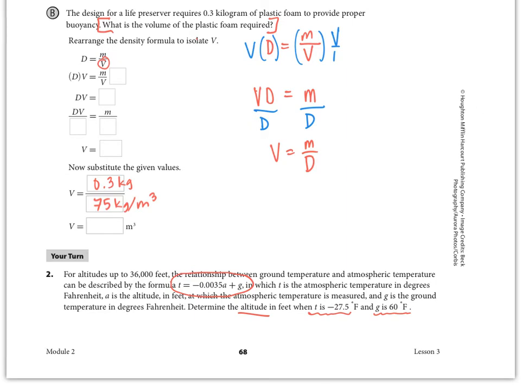Here we go. T equals negative 0.0035 A plus G. First step is I'm going to subtract G on both sides. When I subtract G on both sides, it's going to be T minus G, right? I can't combine those, not like terms, equals negative 0.0035 A.